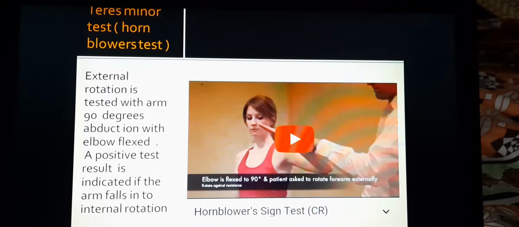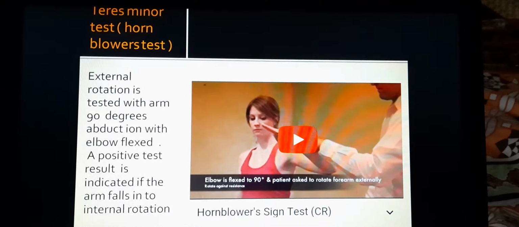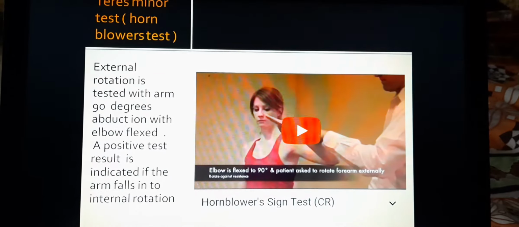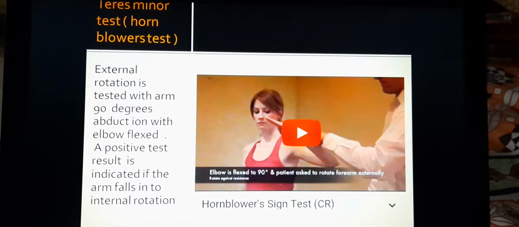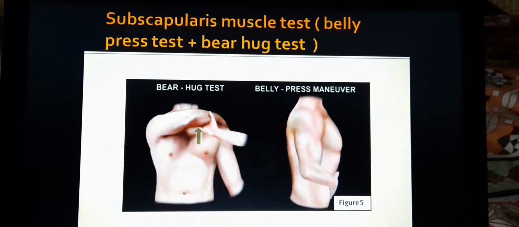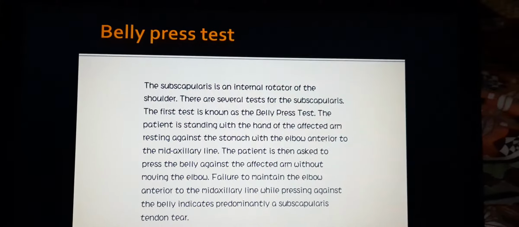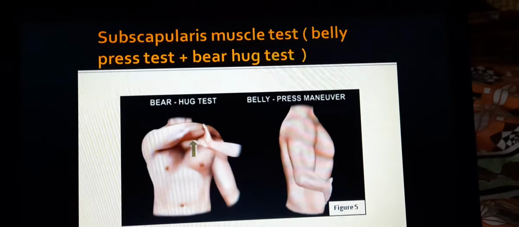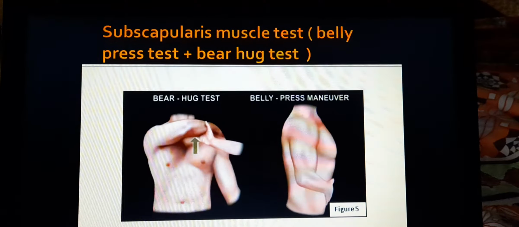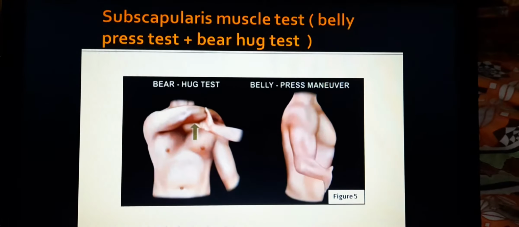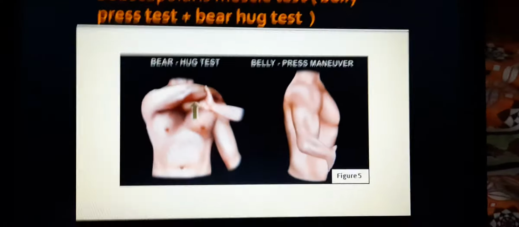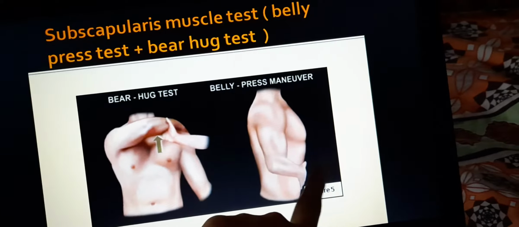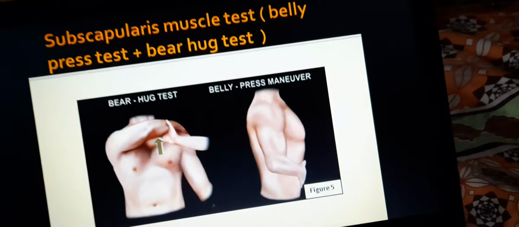External rotation is tested with the arm at 90 degrees abduction with the elbow flexed. A positive test result is indicated if the arm falls into internal rotation. Subscapularis muscle test, also known as the belly press test or bear hug test. The bear hug test is performed in that position and the belly press maneuver is performed in that position.